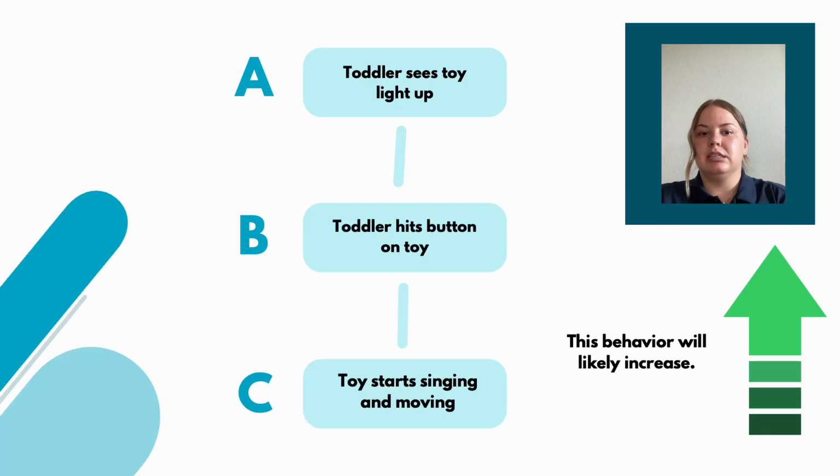So a toddler sees a toy light up, and then they engage in the behavior: the toddler hits the button on the toy, and then the toy starts singing and moving.